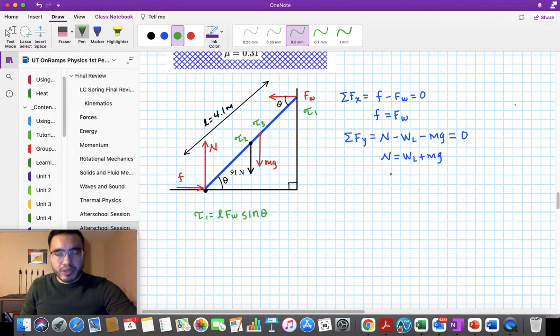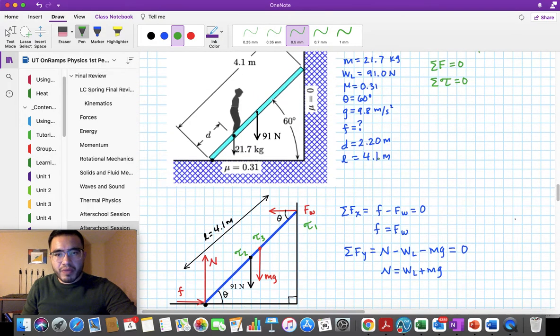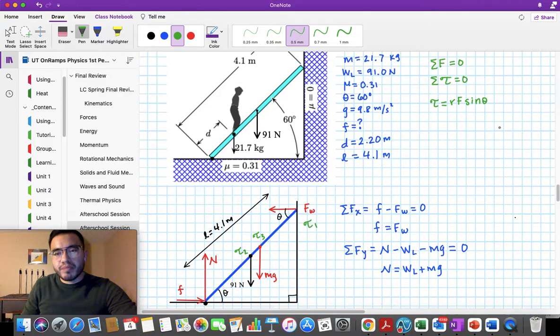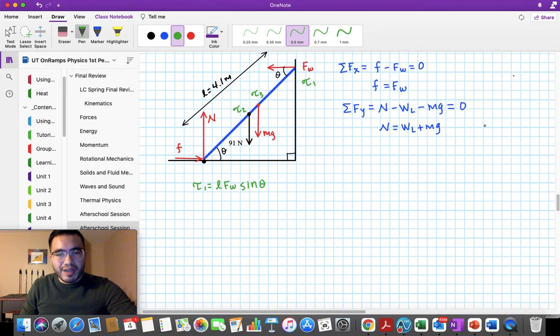There you go. That is torque 1. Distance, force, angle. And in case you forgot what the formula for torque is, I'm just going to write it down over here. This is the general formula. Torque is equal to radial distance times the force times the sine of theta. Torque and force are vectors.